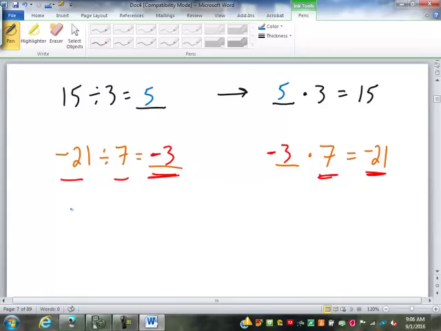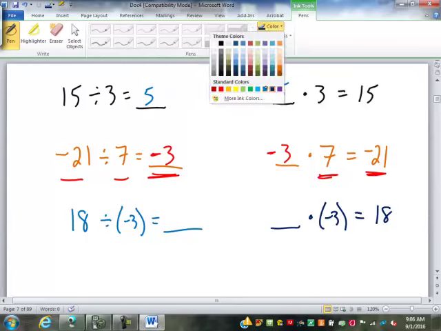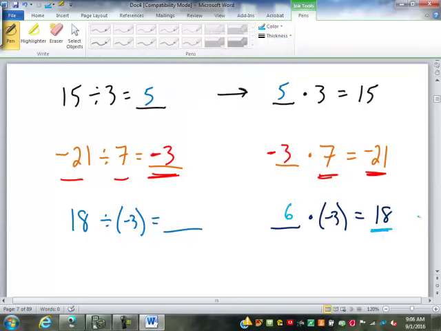Let's start out with something like 18 divided by a negative 3. Let's see what that has to be. Well, this is saying what times a negative 3 equals 18? Well, we know the numerical value is 6. But 18 is positive, which means we either have to be multiplying two positives or two negatives. The negative 3 is already negative, which means this one must also be negative to get a positive result. So this is a negative 6. For that reason, when you take a positive divided by a negative, the result is negative.